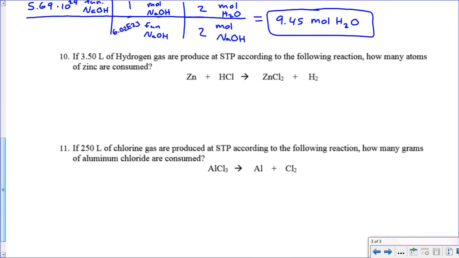For problem number 10, we're starting with liters of hydrogen, and it asks us how many atoms of zinc. In this one, again, we're going to go from liters to moles, and then from moles to moles, and then from moles to atoms. We don't have to calculate a molar mass in this one because we don't ever go from grams to moles. To balance it, all you have to do is put a 2 here in front of the HCl. We're starting with 3.50 liters of hydrogen gas.